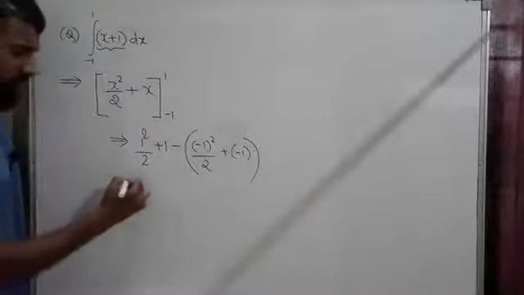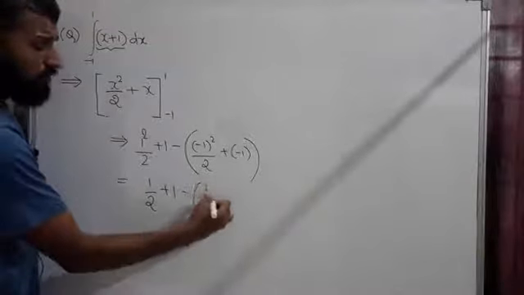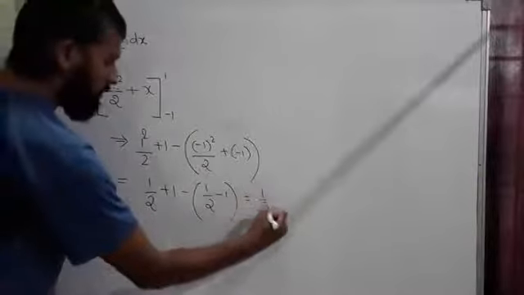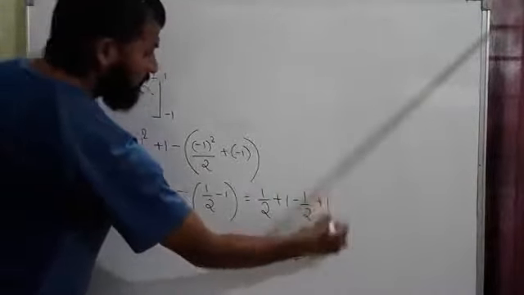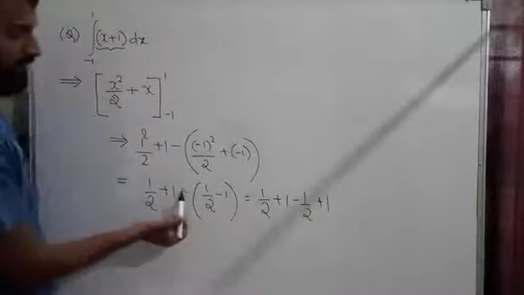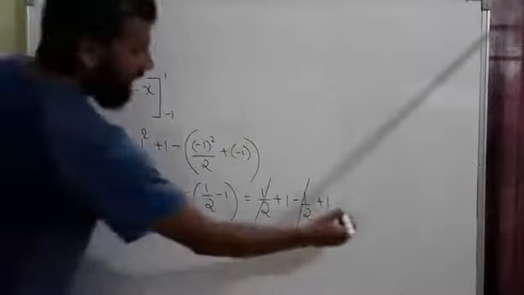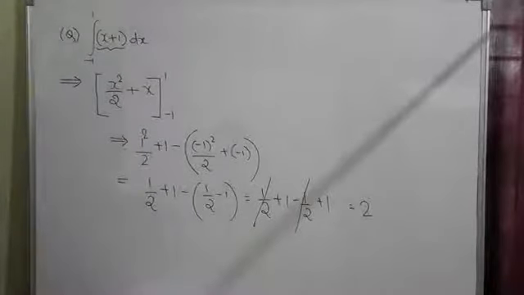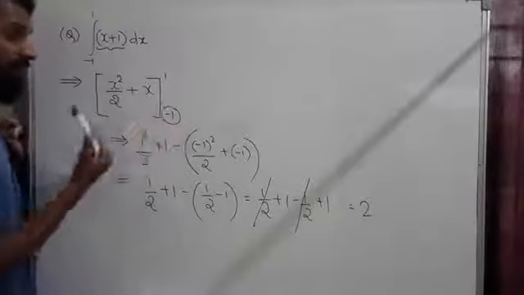So let's solve this one. This will be 1 by 2 plus 1 minus 1 by 2 minus 1. So this will be 1 by 2 plus 1 minus 1 by 2 and plus 1. Why? Because minus into plus will be minus, minus into minus will be plus. So now we can see plus 1 by 2 minus 1 by 2 cancel, and we will be left with 2 as our answer.